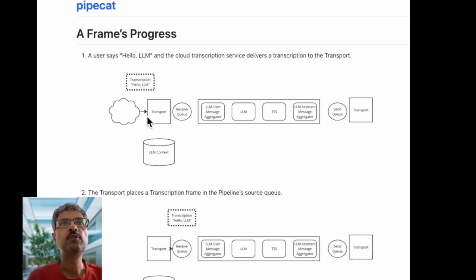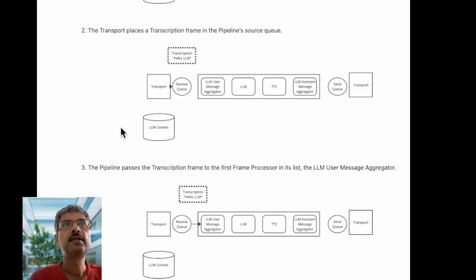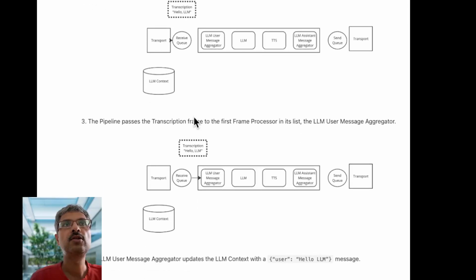The part that's not mentioned here is STT. It assumes that STT happens in the cloud, and when the user says "hello LLM", the text frame is delivered by the transport to the queue, and the transport places the transcription frame in the pipeline source queue. So that's text going to the queue.